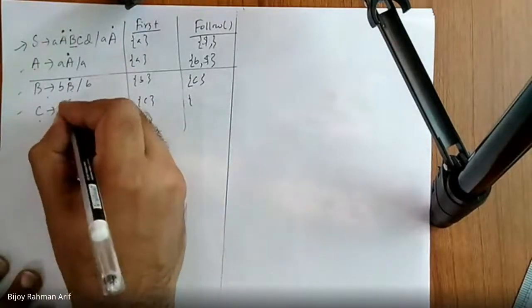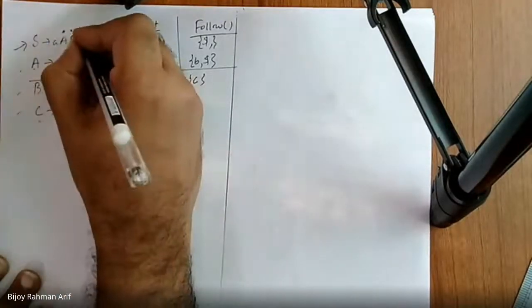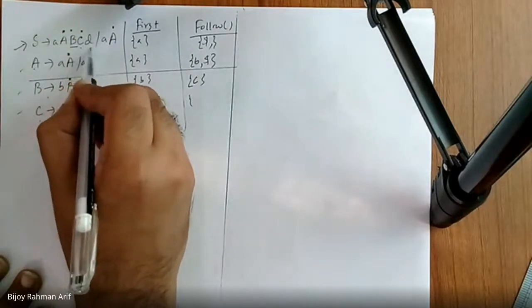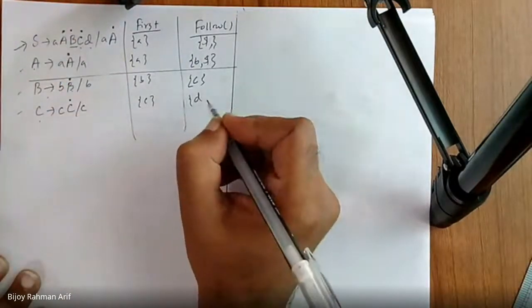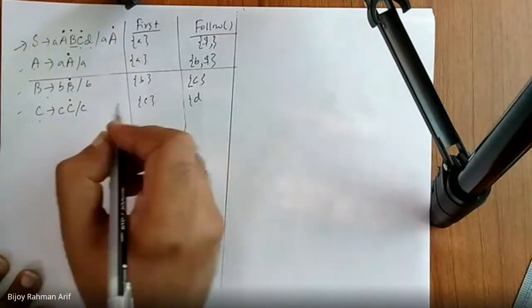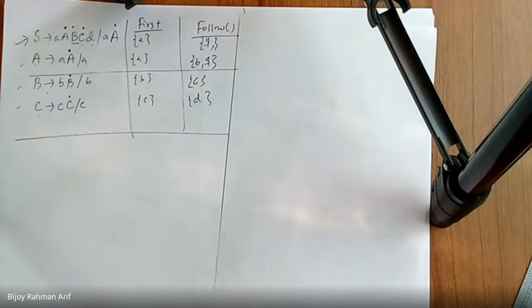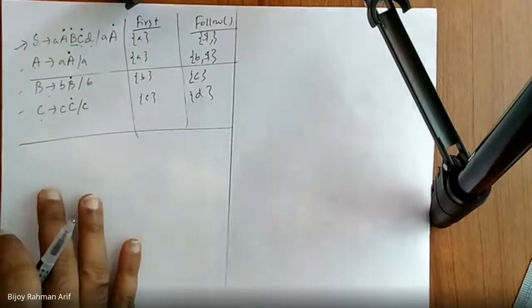Now let's go to here. C appears here and here. For this one, what is follow of C? There's a terminal directly, so d. Now in this production, follow of C is nothing but follow of C. We are done. Did you get it? Yes, sir. Okay, all right.